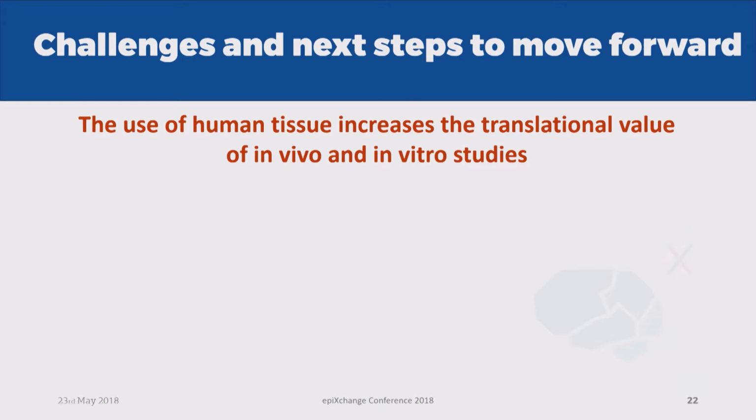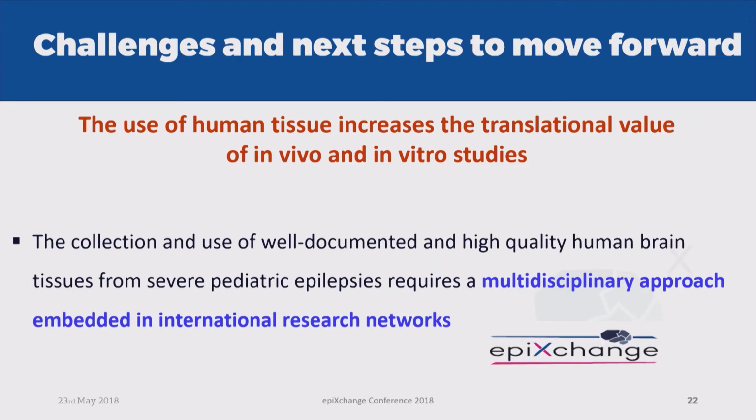So I hope that I convinced you that using human tissue increases the translational value of the experimental models in vivo and in vitro. And clearly, if we want to use this high quality material, particularly, in my case, in severe pediatric epilepsy, we cannot do it alone in a single center.